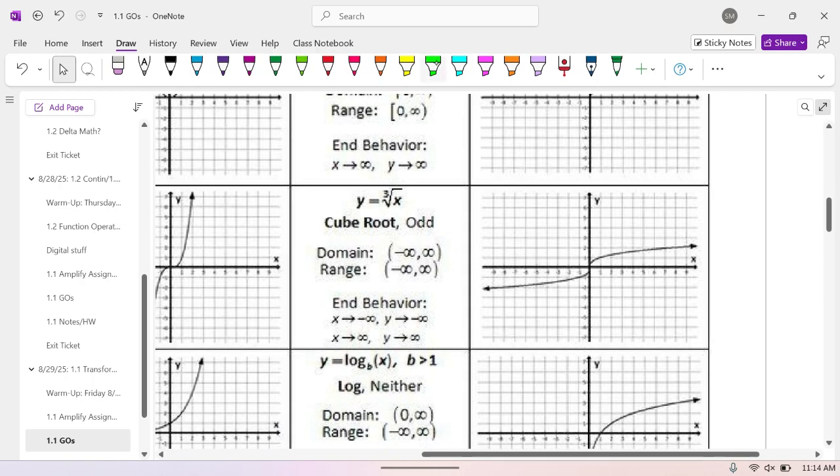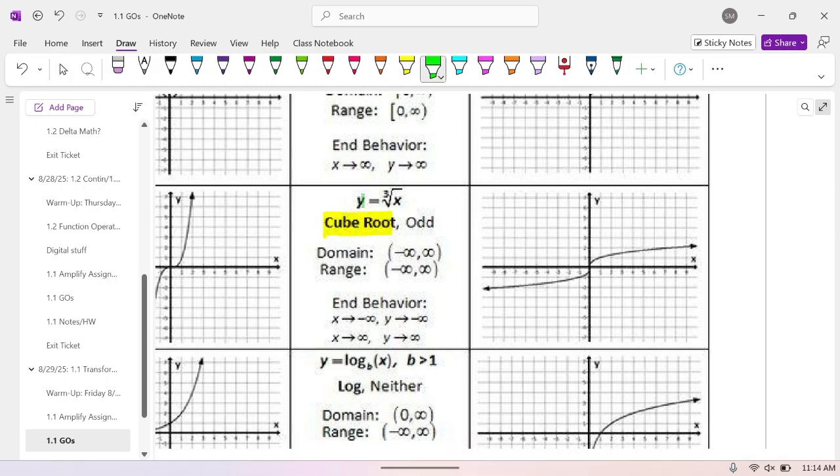Cube root. That's another one you should probably recognize. The only difference between that and a square root function is that little baby 3 in the upper left-hand corner of the radical. That's what differentiates a square root from a cube root. A cube root will have that little number, a square root won't.